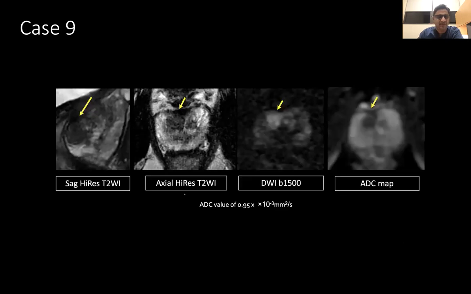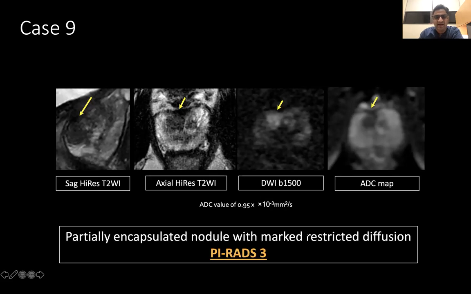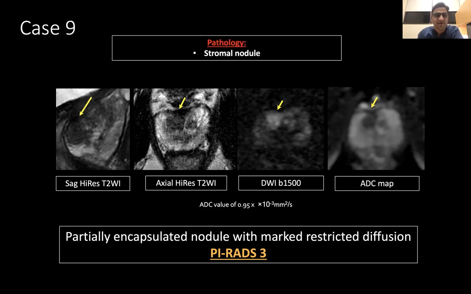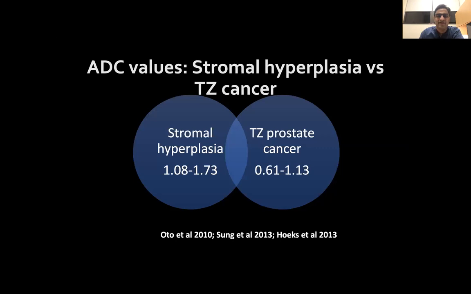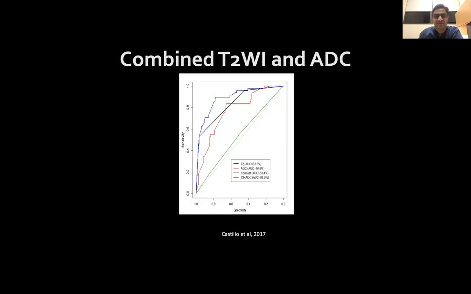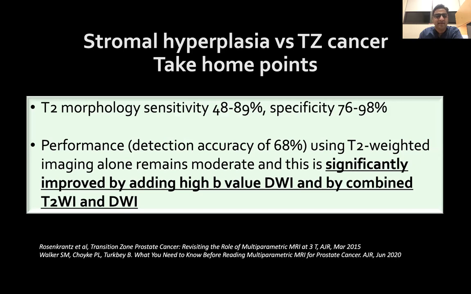And this is another patient with a partial encapsulation. We see a high T2 signal dense rim here, and we don't see a dense rim in different areas, and there is a marked restricted diffusion. So this is a partially encapsulated nodule with a PI-RADS score of 3, and the pathology turned out to be a stromal nodule. So there is a confounding factor here. With the diffusion weighted imaging and the T2 weighted imaging, there is an overlap of features between stroma as well as transition zone prostate cancer. When the T2 and the ADC are combined, then there is improved sensitivity. But nevertheless, it's something to keep in mind.